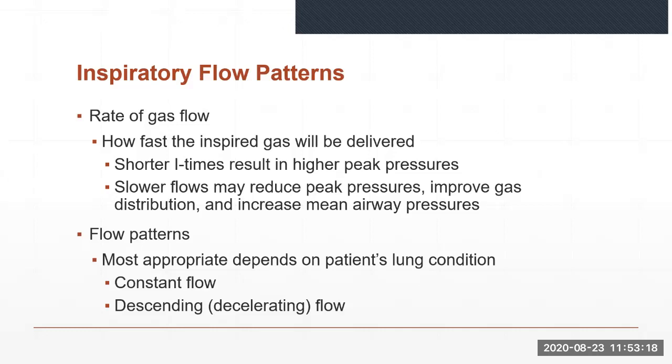Conversely, slower flows may reduce peak pressure, improve gas distribution, and increase mean airway pressure at the expense of increasing inspiratory time. Unfortunately, shorter E time can lead to air trapping, and using a longer I time may also cause cardiovascular side effects. In reality, actual normal inspiratory times have never been measured, and much of clinical practice involved in setting appropriate I time requires clinician observation of the patient's response to the set values, and these may require some adjustments.